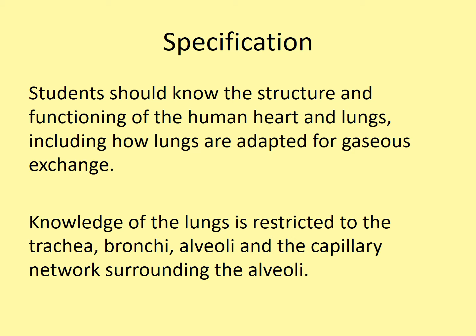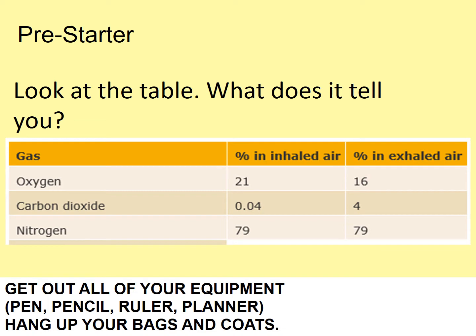So on this lesson, we're just going to cover the lungs. If you need to go through the heart, please go back and look at a previous lesson which is titled The Heart. This one is just going to be about the lungs and how they're adapted for something called gaseous exchange. In terms of the lungs, that is how oxygen goes into the body and carbon dioxide comes out of the body. And all you need to know are these structures. You just need to know the trachea, the bronchi, the alveoli, and the fact that there are some capillaries around there.